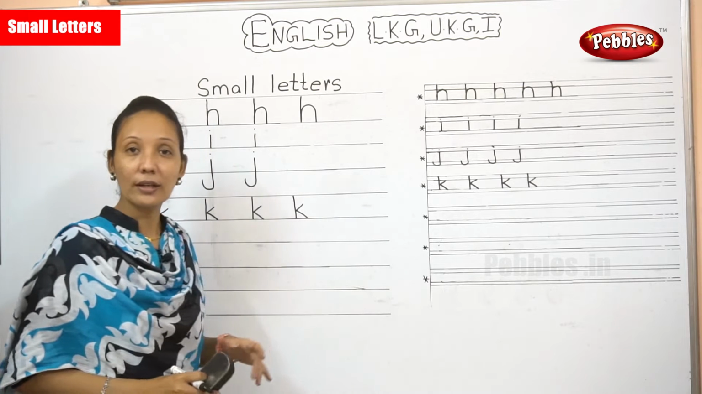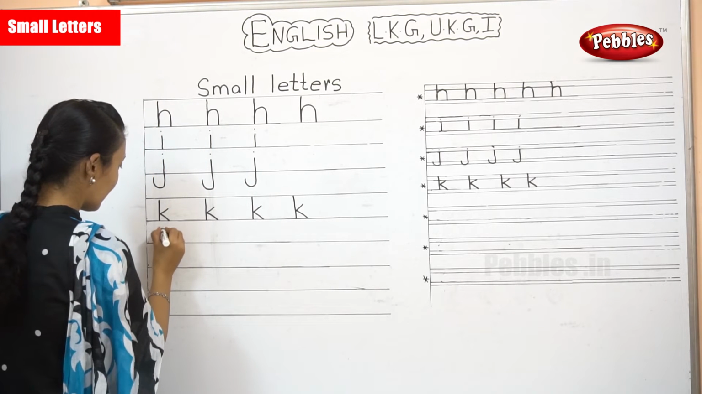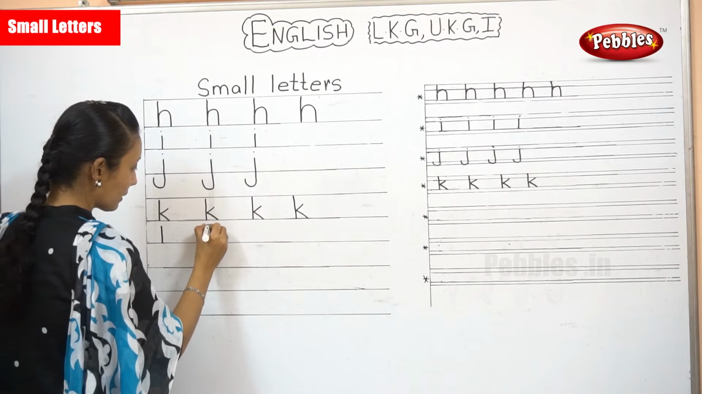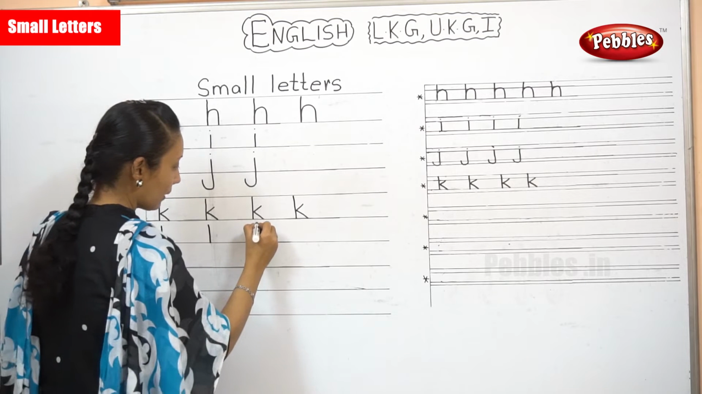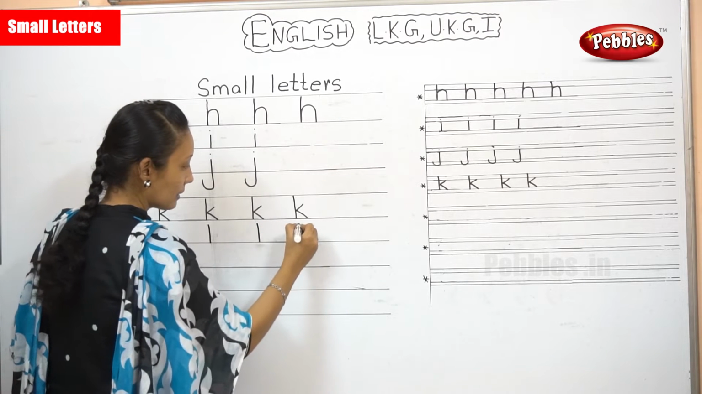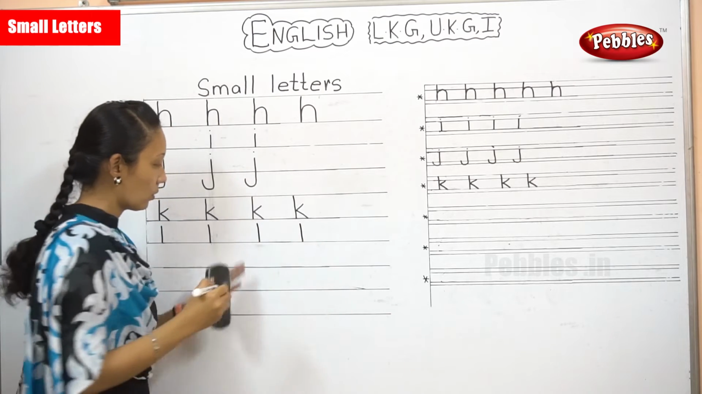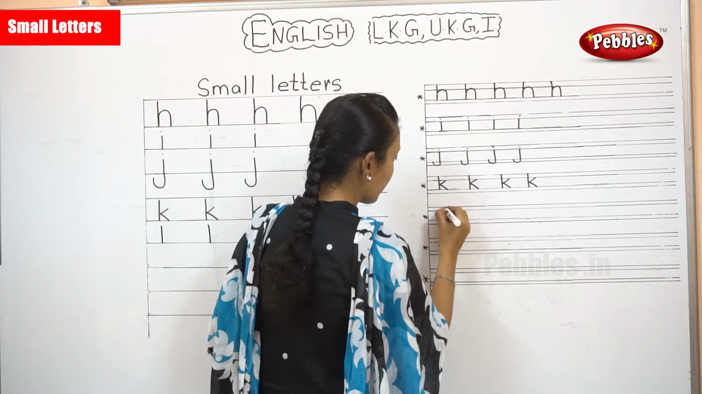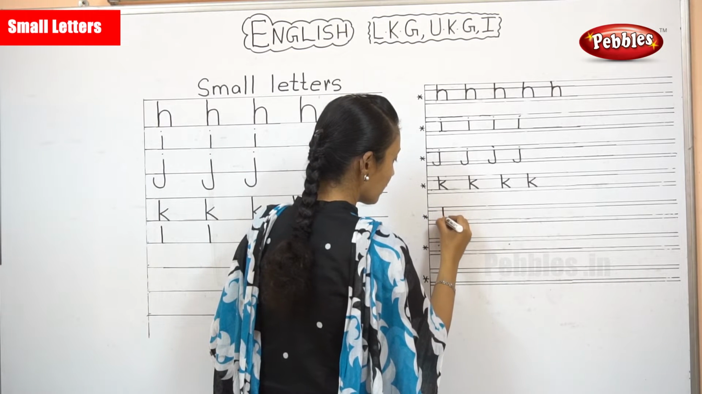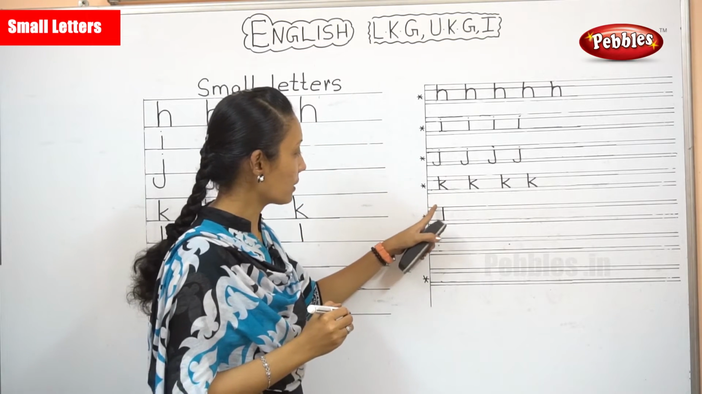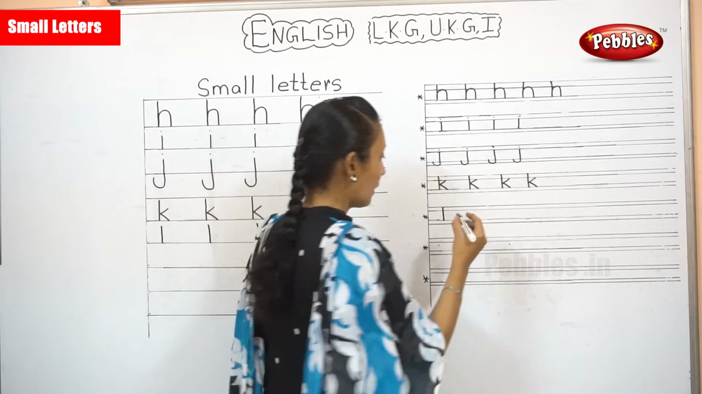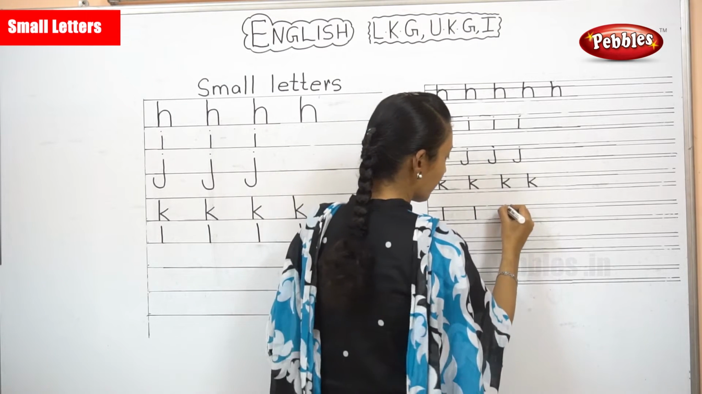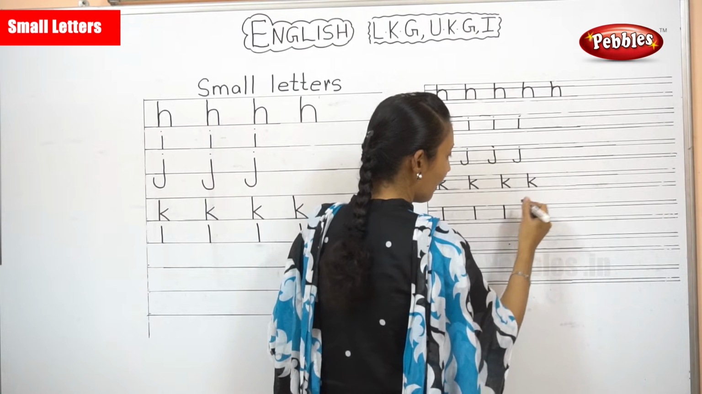Now after k, your next alphabet is L. L is very easy, only one standing line. Small l is a standing line. Now, where can we write it on your 4 line? You will start it on the first line, come down, small l. You should start it on the first line and come to your 3rd line. Again, start top, come down, l. This is small l.